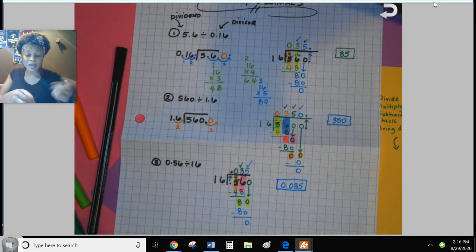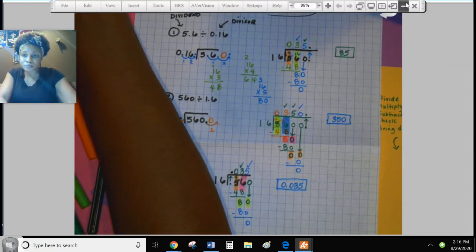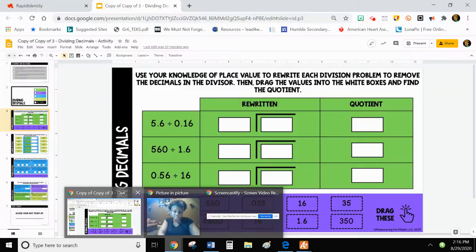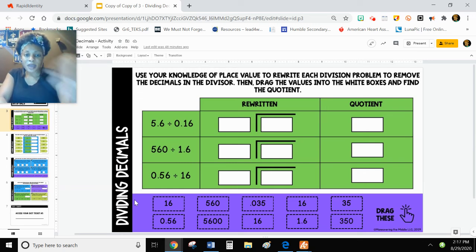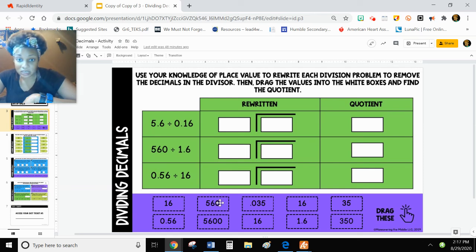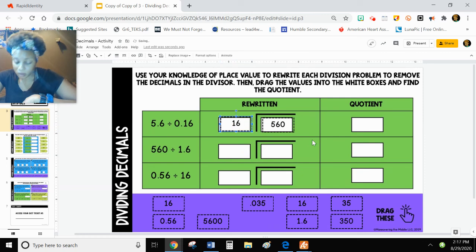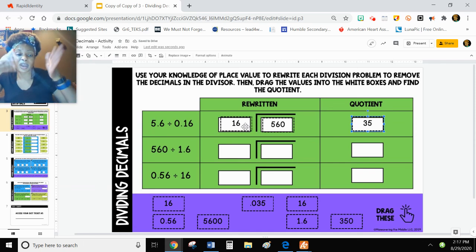Now let's go back to that Google slide, and I'll show you how this would look. So in our Google slide, after we would take the first problem and rewrite it, and I'm going to use my notes. So after I moved my decimal, my dividend became 560, the number inside the house, and my divisor became 16. Our quotient was 35. So this is a rewrite step. In between, we had our step where we moved the decimal, but then when we rewrote it to work it, this is what they mean by rewritten, okay?